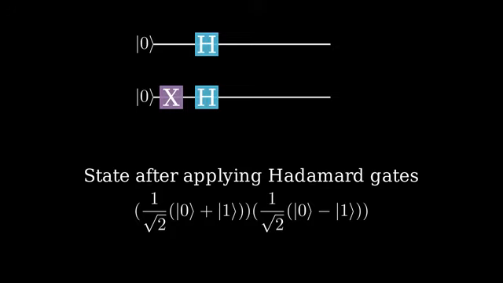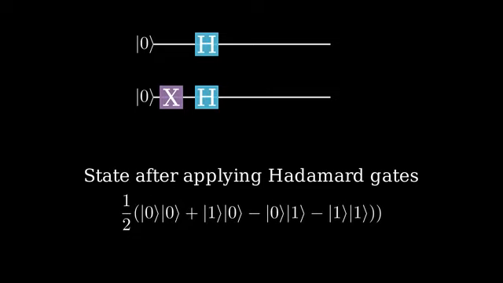So, by applying it individually to each qubit, we've actually put our quantum computer into a superposition of all possible answers. We can see this by just distributing out all of the terms using the distributive property. So, we have 0, 0, 1, 0, 0, 1, and 1, 1.